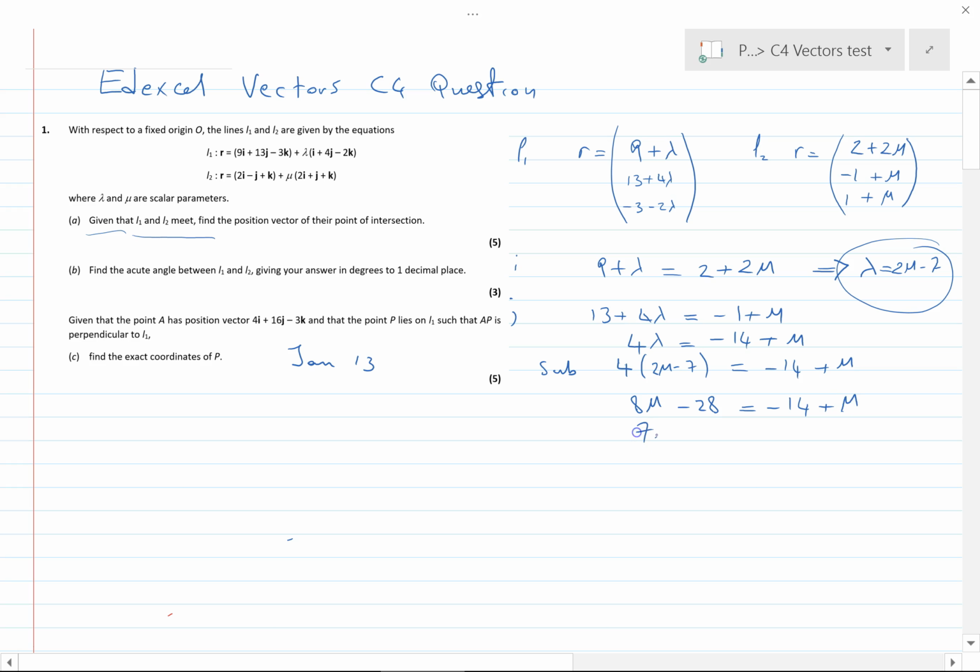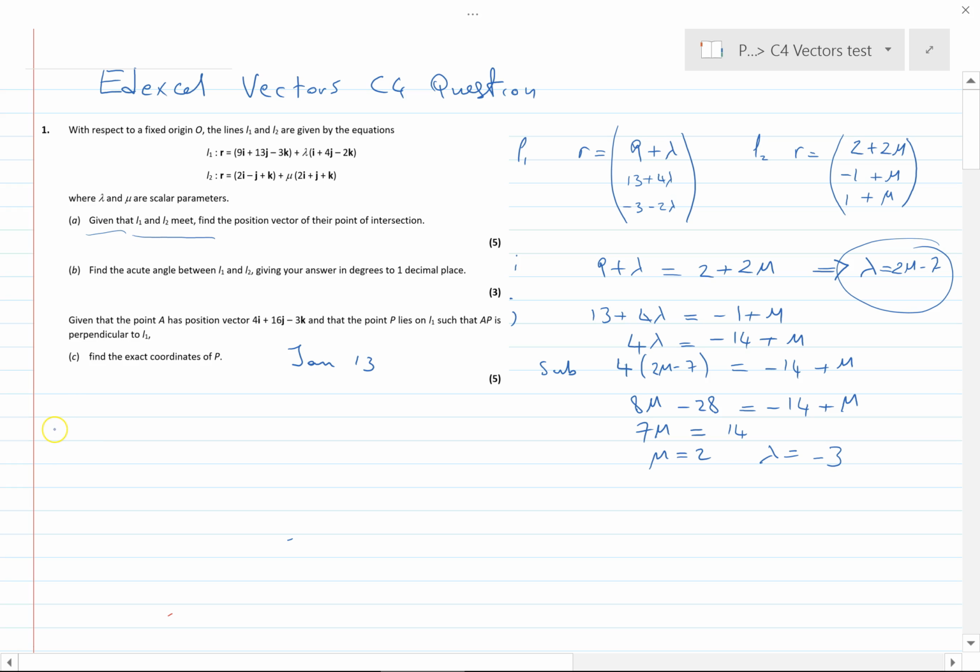That gives me 7 mu is equal to 14, so mu equals 2, and we know if mu is equal to 2, that lambda is equal to 2 times 2, take away 7, which is minus 3. So what I'd do at this point, we didn't have to even consider the k, they're told that they meet. So I would just put into any one of these the values and check with the other one to find our point of intersection.